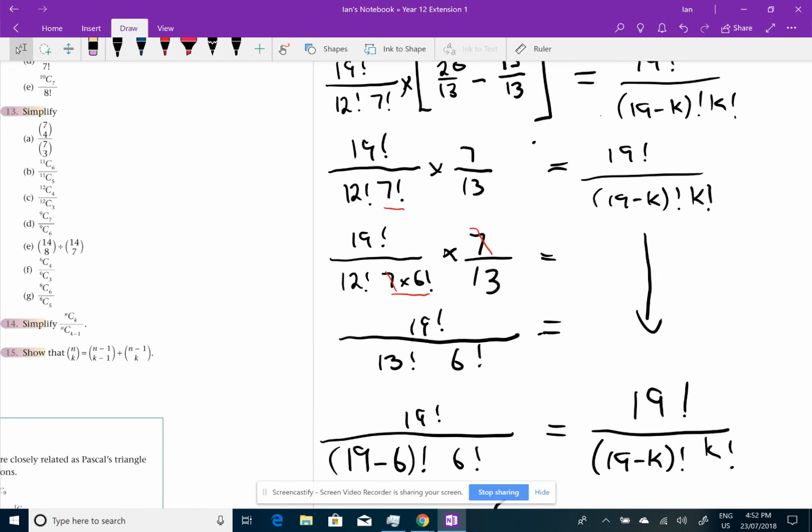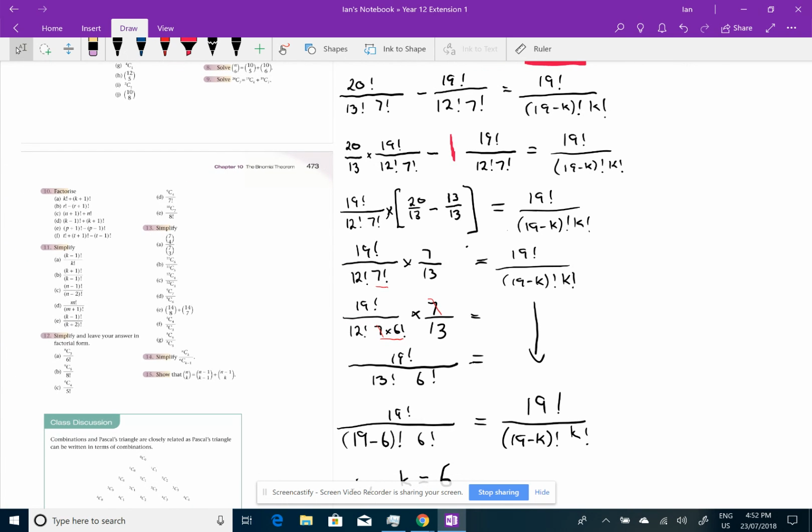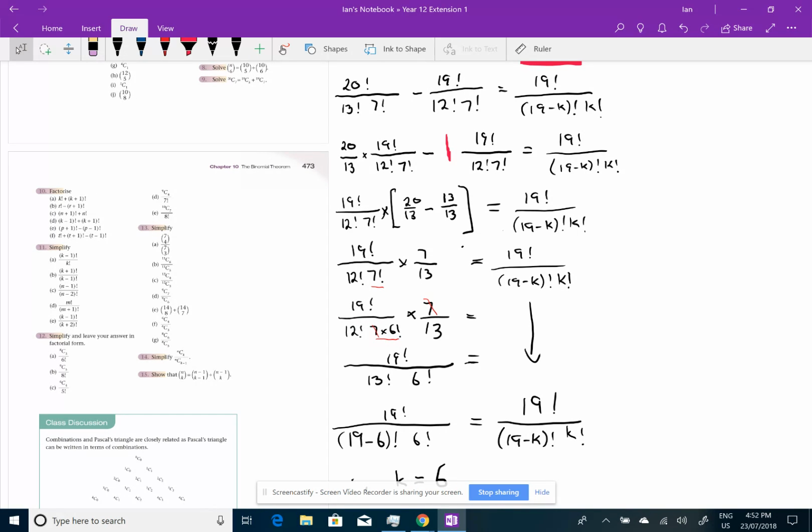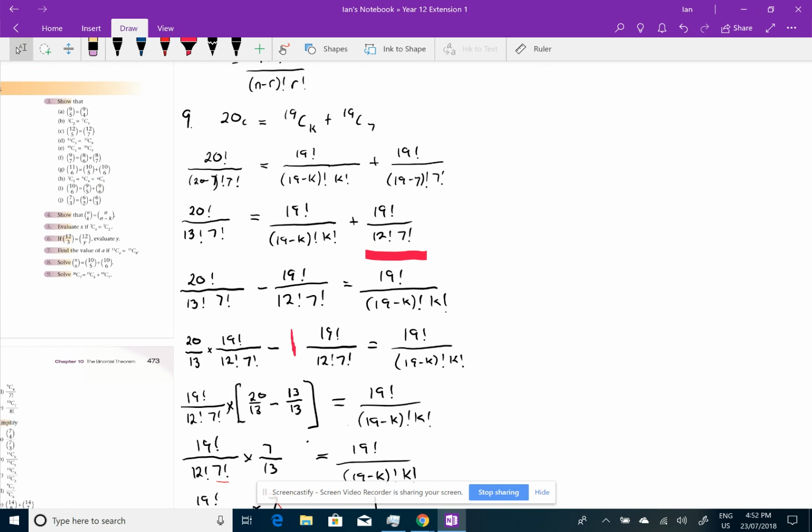Now, let's have a go at some of the ones in 10, because some students were having issues with that. So I did 10A on the board, but I'm going to do it again here.